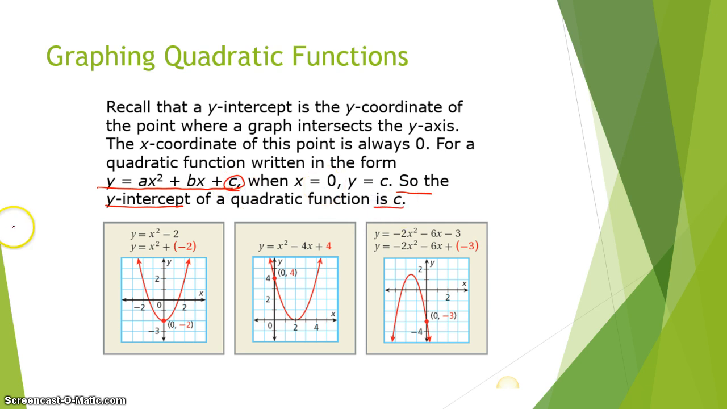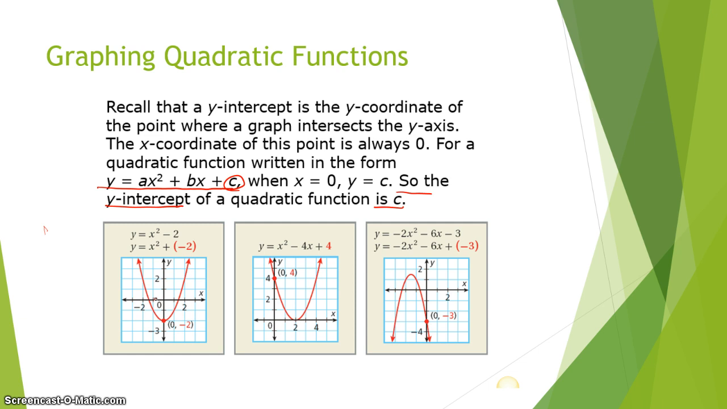So looking at this first example here, we have y equals x squared minus 2. Our c is the value -2. So my y-intercept, where my parabola, my graph crosses the y-axis, is at my c value there, -2.